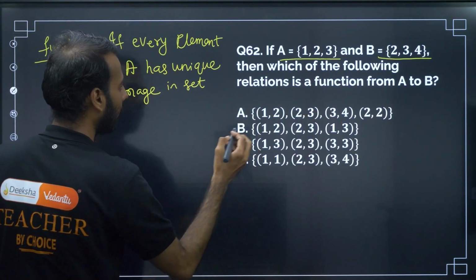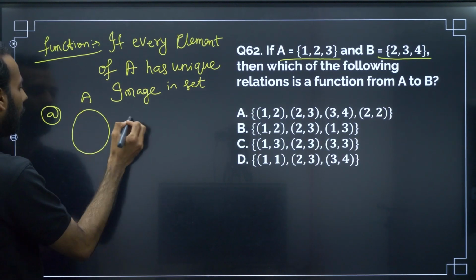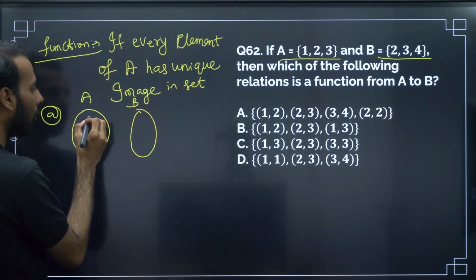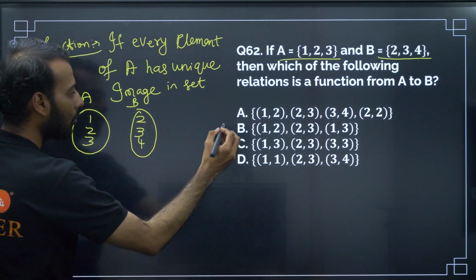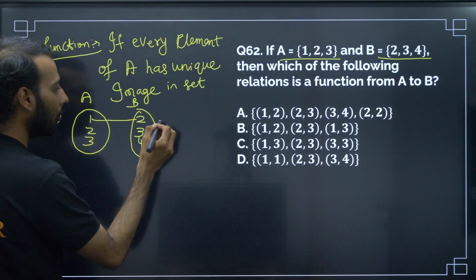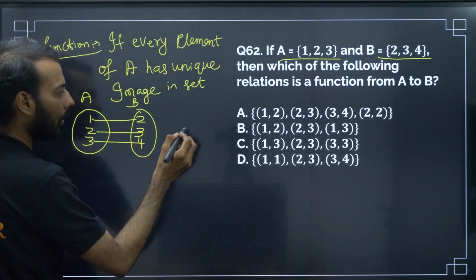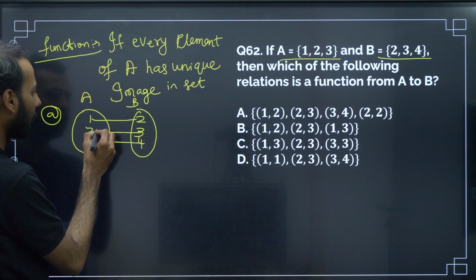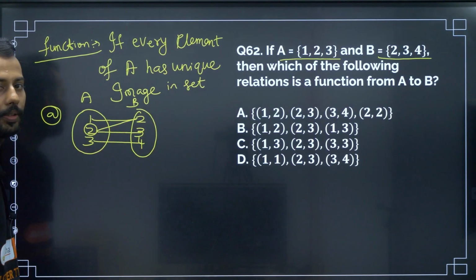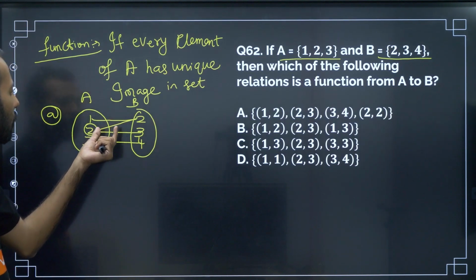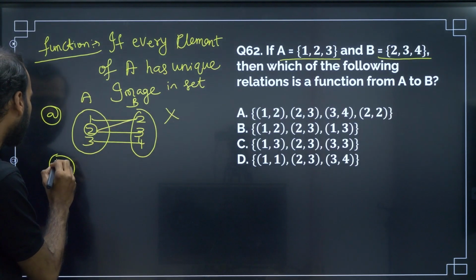So let me try with the first option. Set A, set B: 1, 2, 3 and 2, 3, 4. So 1 is connected with 2, 2 is connected with 3, 3 is connected with 4, and also 2 is connected with 2. Now if I observe this, 2 is having two images, but it should have a unique image. So that's why we are disqualifying this; it cannot be considered as a function.